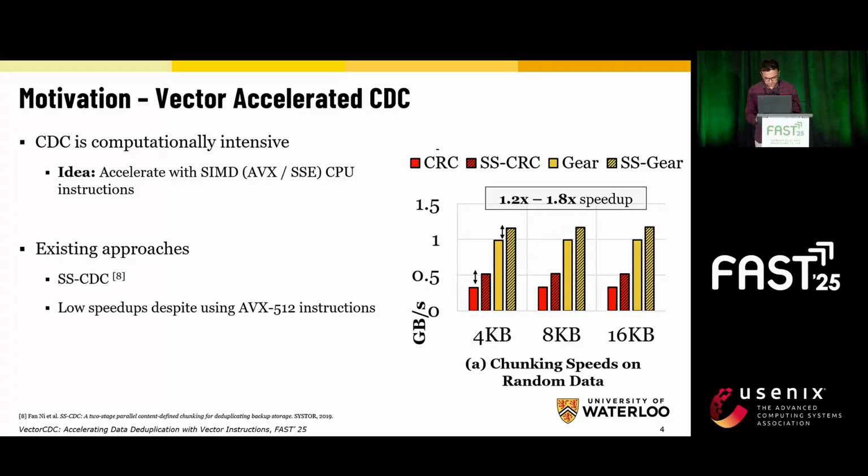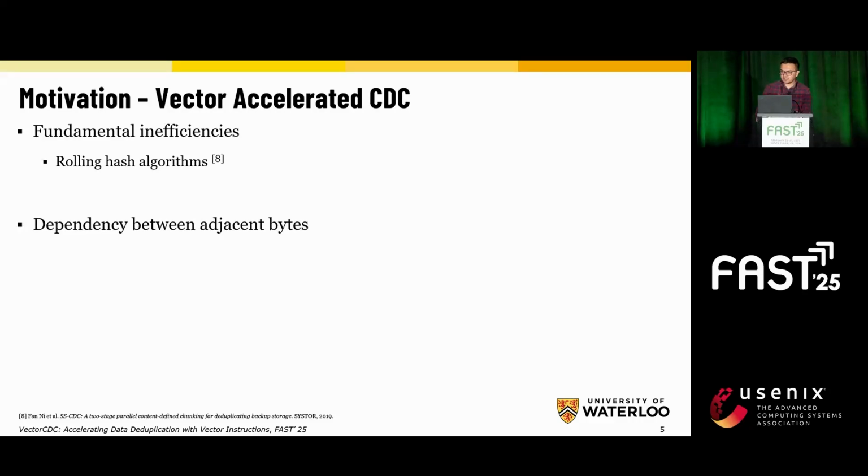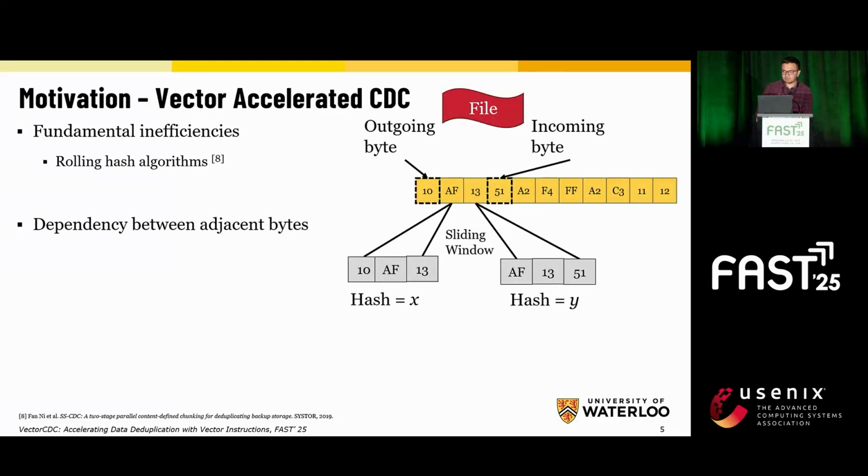And why is this? This is because hash-based algorithms are inherently hard to parallelize. They have dependencies between adjacent bytes. So many of you may be familiar with Rabin's chunking, and you slide a window over the source data and recompute hashes. But as the window moves, the new hash value is a function of the old hash value, the outgoing byte, and the incoming byte. So you see that there's a dependency between adjacent bytes.